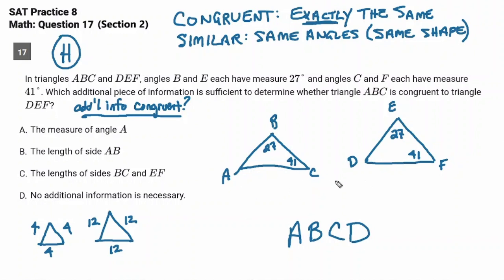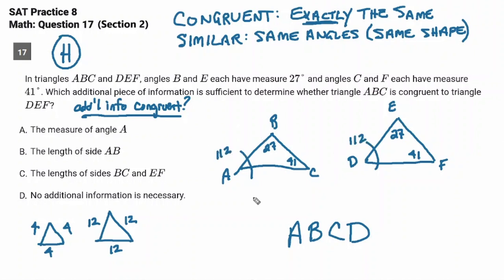Do you know anything else about these triangles? For example, you know there's 180 degrees in both of them, right? You know there's 27 here, 41 here. Could you figure out how many degrees are here just with the information that we have? And of course you could. You're going to take 180 and then take 27 away, then take 41 away. And when you do that, you're going to get 112 degrees.